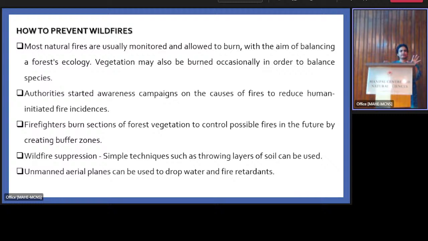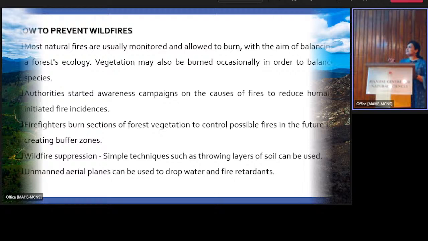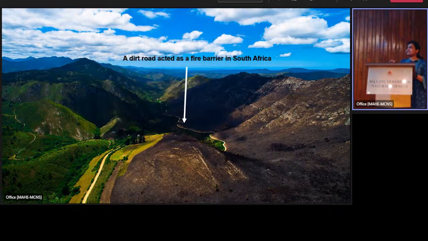Let me give you one example. This is the photo where this dirt road actually acted as a fire barrier. You see here, the entire thing has been burned out, but this fire barrier, this road, has saved the left portion, the other part of the forest. So some natural, very good examples of this barrier that can help to prevent wildfires.